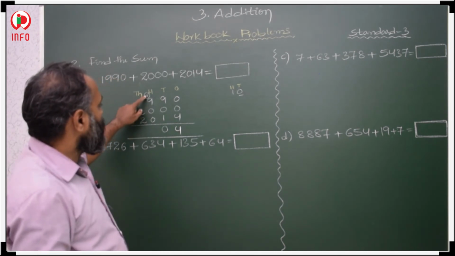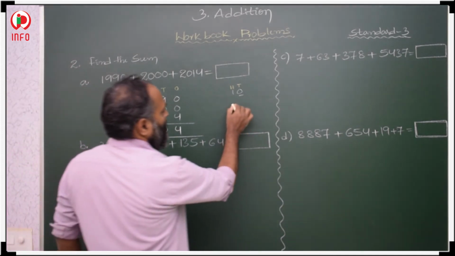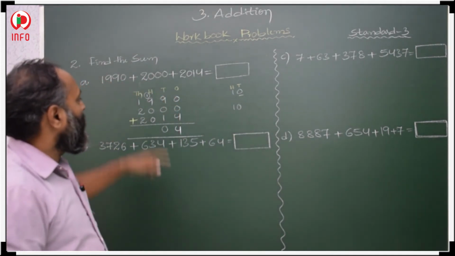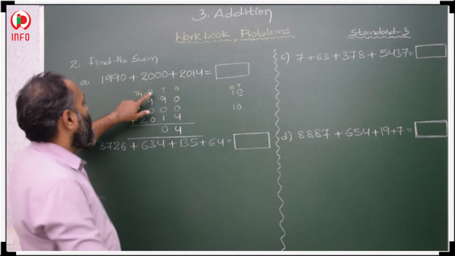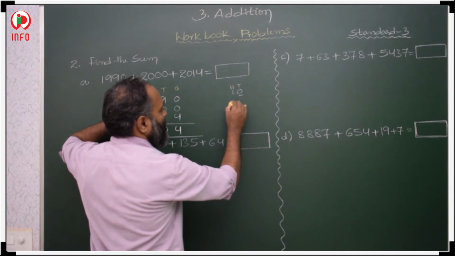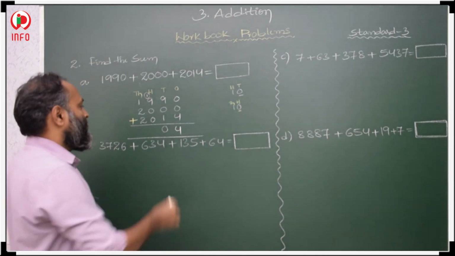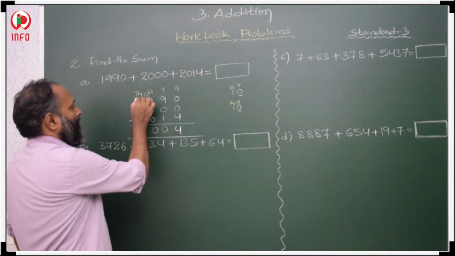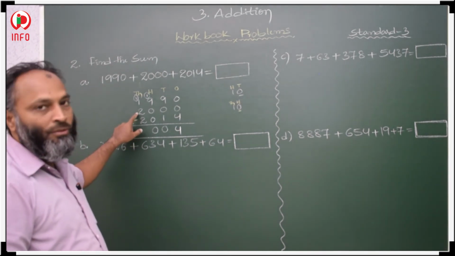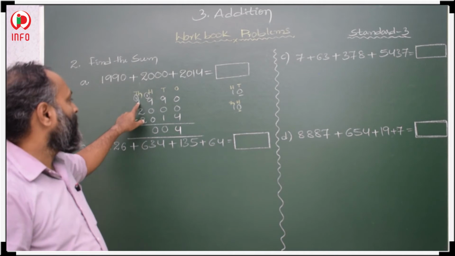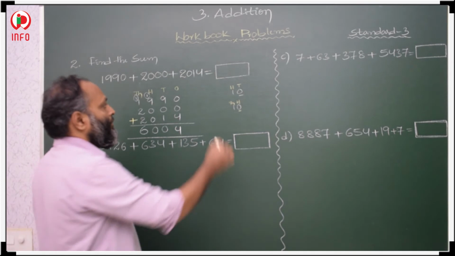Now 9 plus 1, 10, 10 plus 0, 10, 10 plus 0, 10. Here again 10. So when we are adding the hundreds place, again we are getting 10. 10 means this is the hundreds place, the second one is the thousands place. So what is there in the hundreds place? 0 hundreds and 1 thousand. Now you add 2 plus 2, 4, 4 plus 1, 5, 5 plus 1, 6. It is 6004.